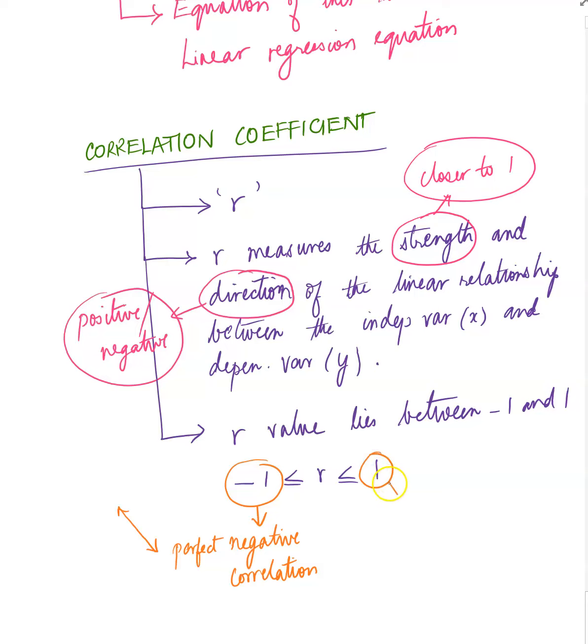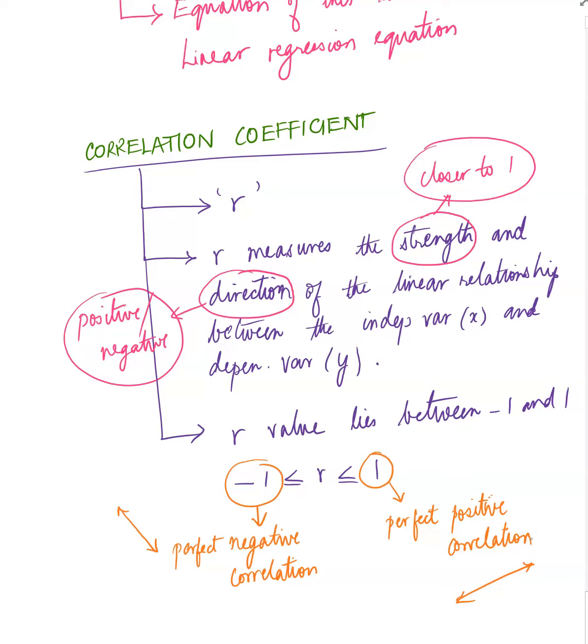And if it is equal to 1, we call it perfect positive correlation, and the points will line up perfectly to form an increasing line. Okay, so perfect negative correlation is negative 1 with a decreasing line, and perfect positive correlation would be a positive 1 with an increasing line.